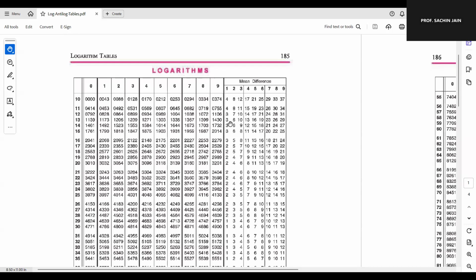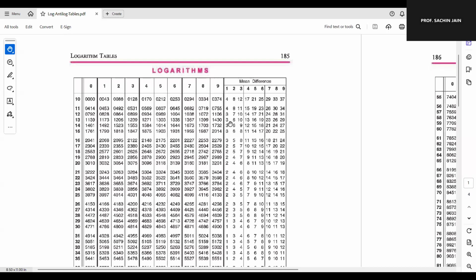I'll take a few more examples to make it clear. Let's say I want to find log of 9.898. First thing, tell me the log value of this with the steps. First, since the number before the decimal is, log of 9.8, can you repeat? Can you see the screen? दिख रहा है ना?